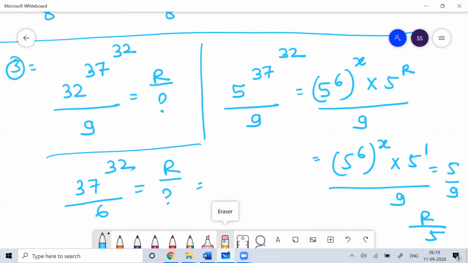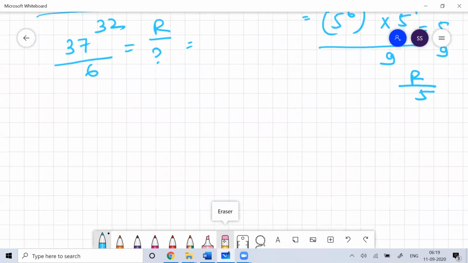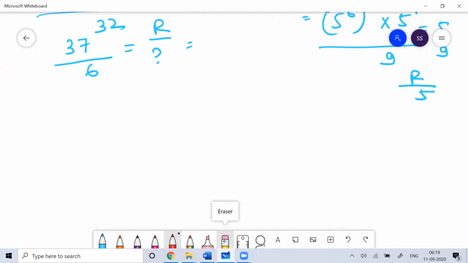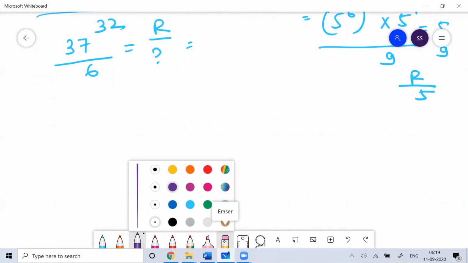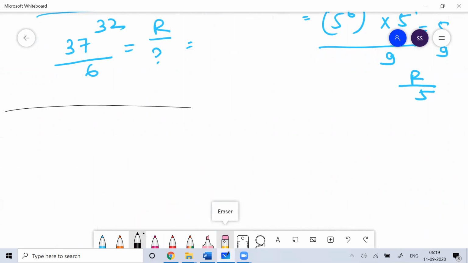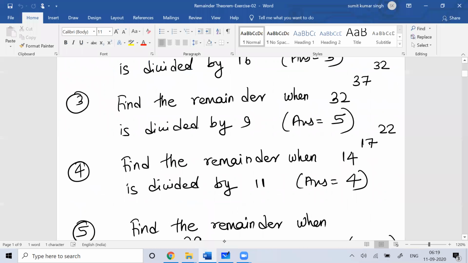Right. So you should be thorough with the concept of Euler's theorem. If you are good with Euler's theorem, you can solve this problem very fast. If you have any doubt about Euler's theorem, please revise the concept once before you watch this video. Okay, then you can see the next problem.